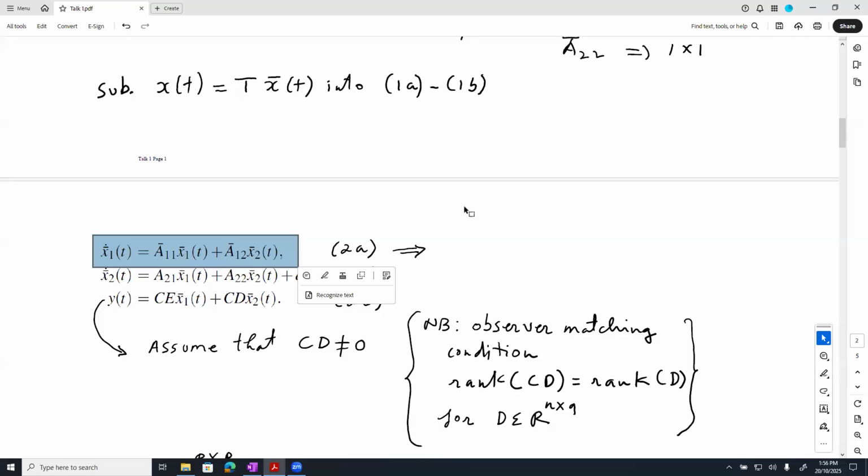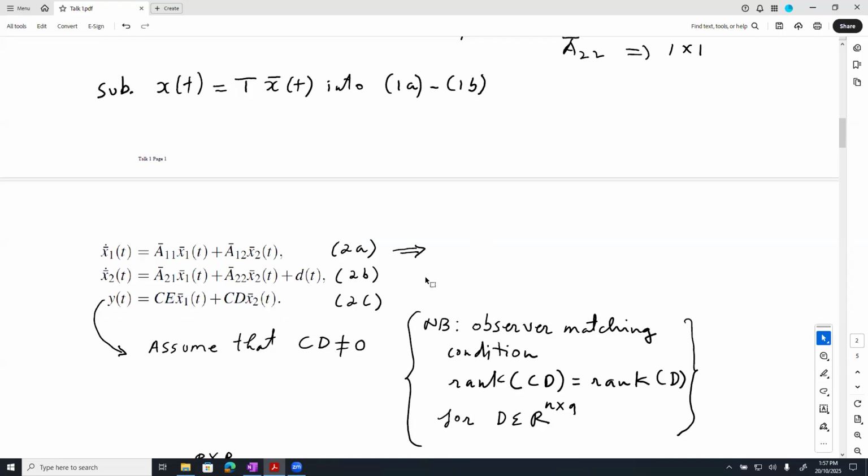It would be very nice if we can somehow express x2 bar in terms of the output measurement and this vector x1 bar. If that can be done, then we can see that we have a completely reduced order disturbance-free system. And that's exactly what we're going to do next. Okay, so we're going to focus on this equation.